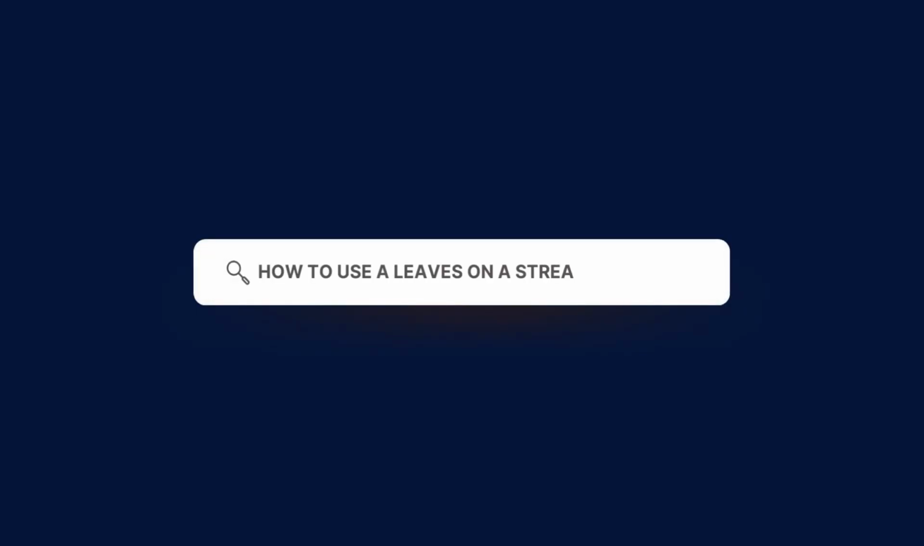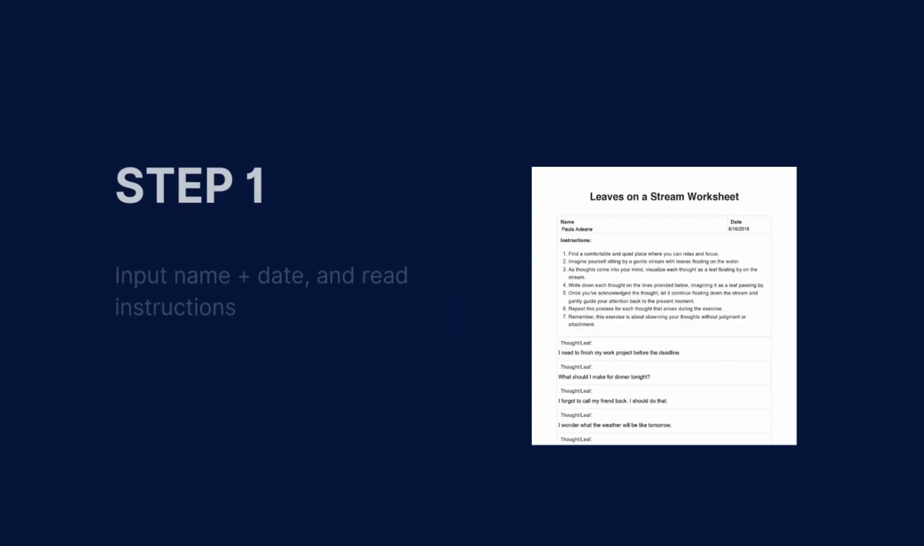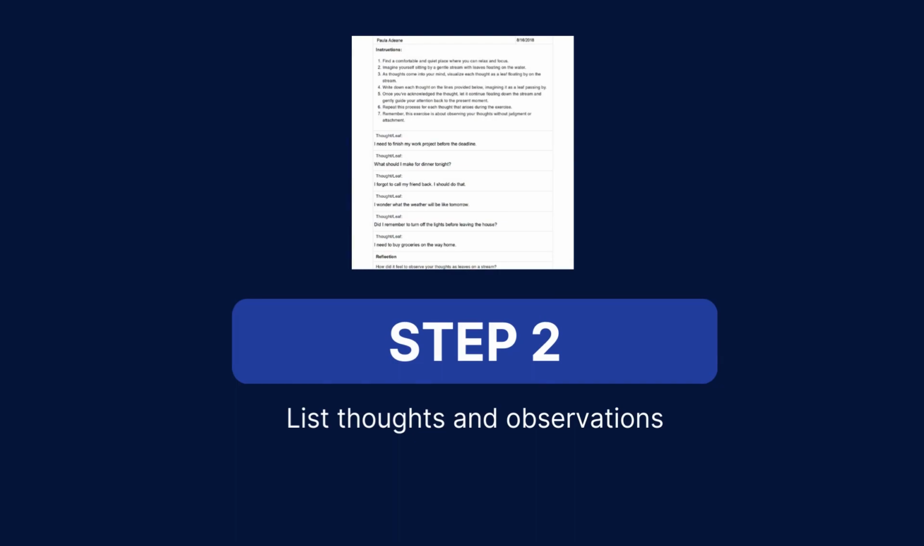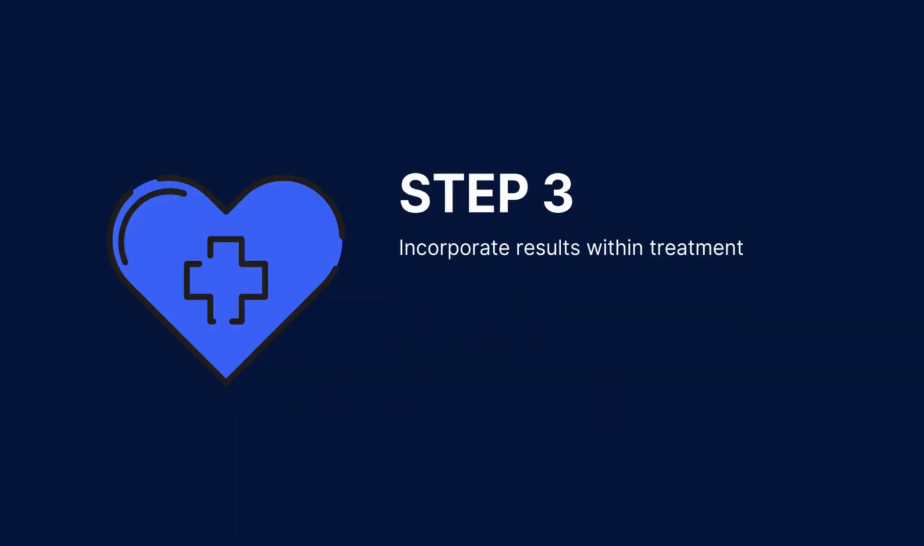Here's how to use a Leaves on a Stream worksheet. The first step is to input the name and date and then read the instructions. The client will then need to list their thoughts and observations while observing the leaves. Finally, incorporate the results within treatment for more effective interventions.